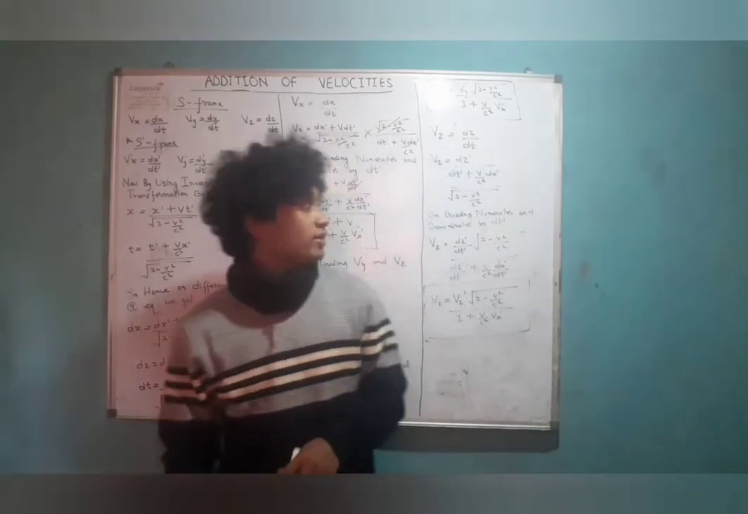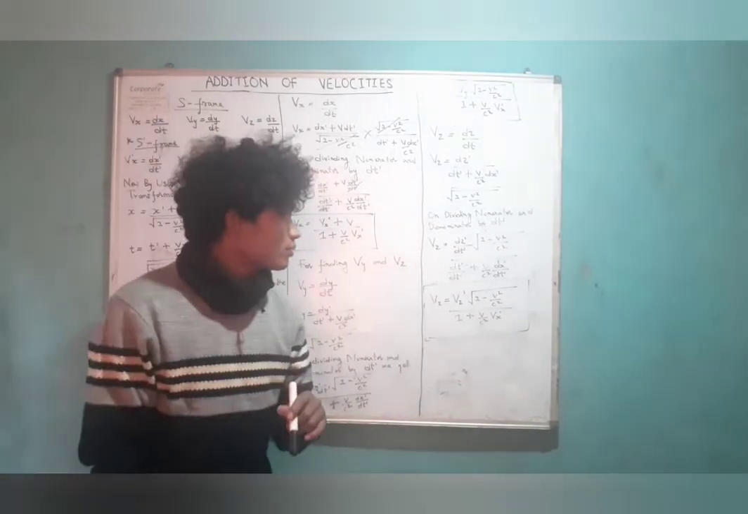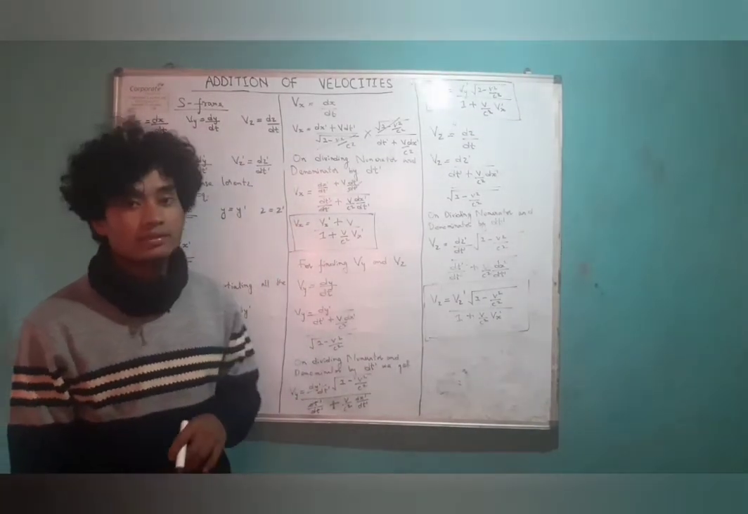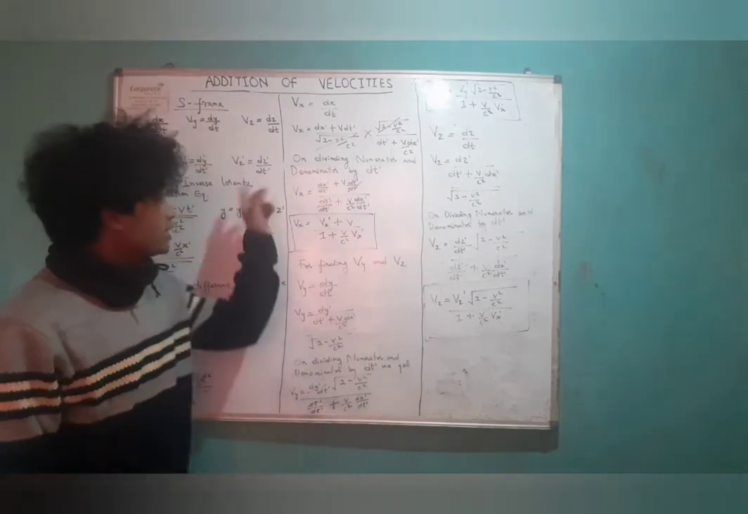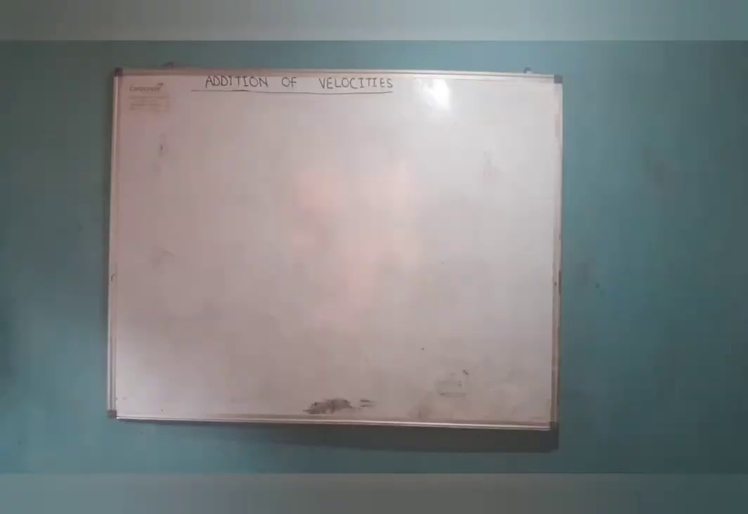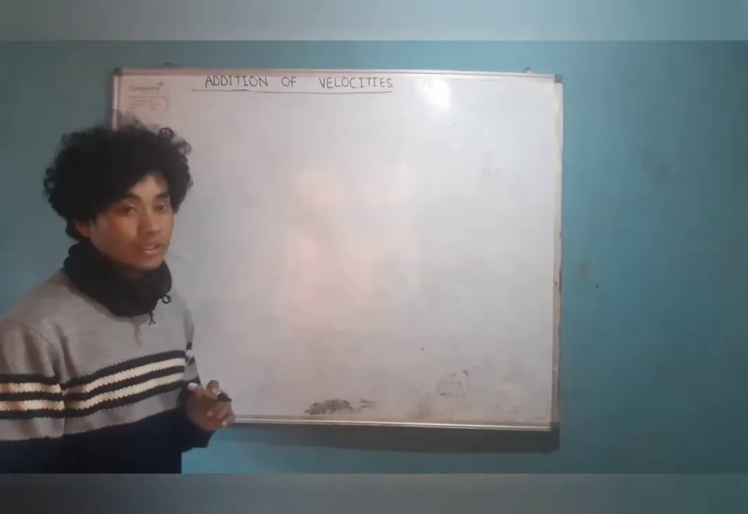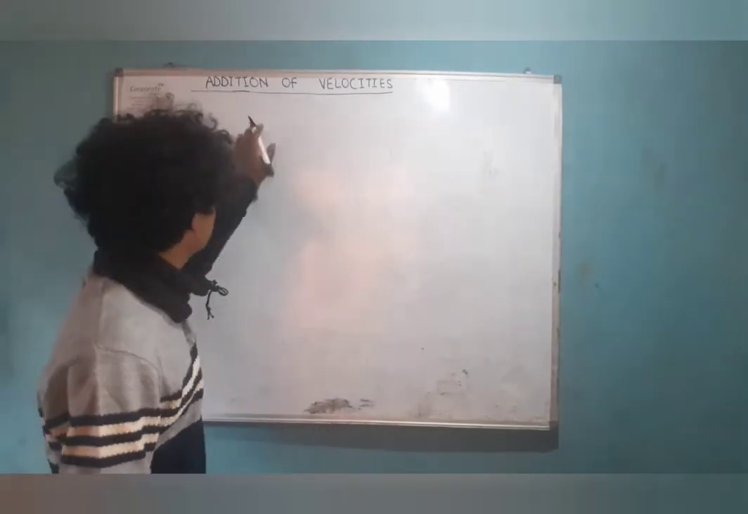So we have completed the derivation part of the addition of velocity. Now we are going to solve the sum question on the basis of this topic. So I am going to rub this. Here we have derived the three equations. So I am going to write here.